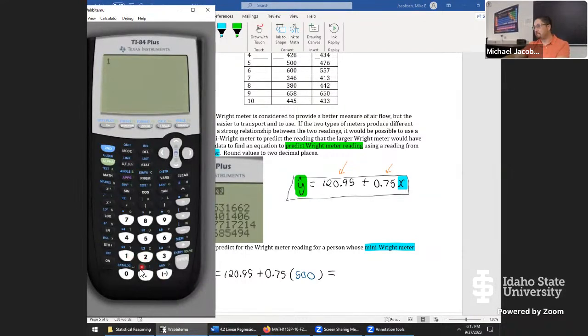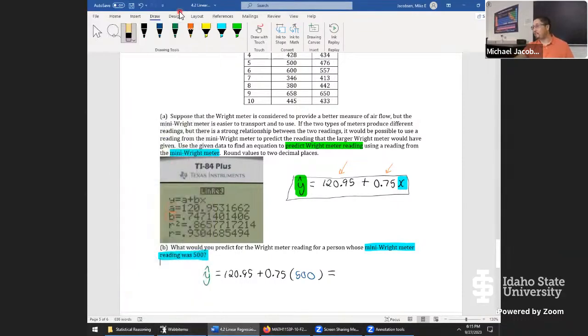It's 120.95. Add to it, oh no, yeah, that was plus 0.75. I thought I hit the division key. Times 500. So the predicted right meter reading should be 495.95.